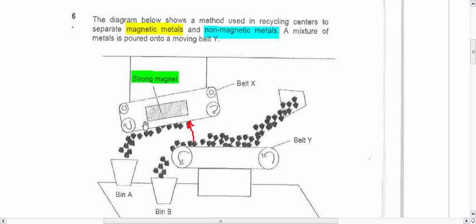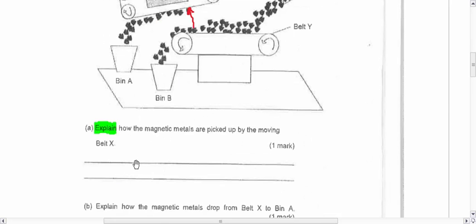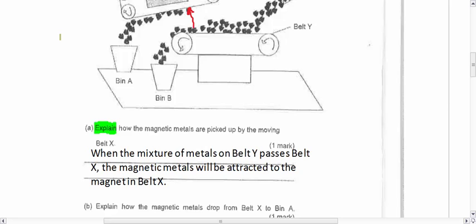Then slowly, because I'm going to be further and further away from my magnet, the magnetic strength is weaker and I will drop in. So this is how you explain your answer. When a mixture of metals on belt Y passes belt X, the magnetic metals will be attracted to the magnet in belt X. So the keyword here is attracted.